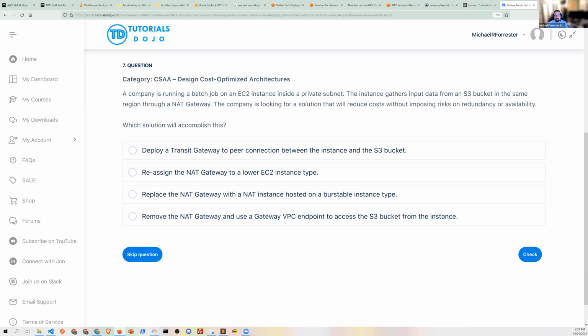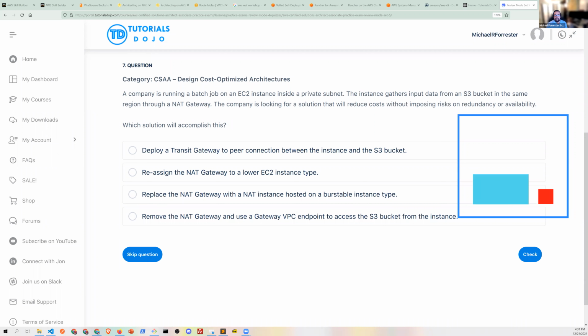So right now, just to draw this out, we're inside of a VPC. And then inside of that, we've got an EC2 instance, and it's on a private subnet. So let's put this thing on a private subnet. Let's then go ahead and put our NAT gateway on a public subnet up here. Forster doesn't know how to draw.